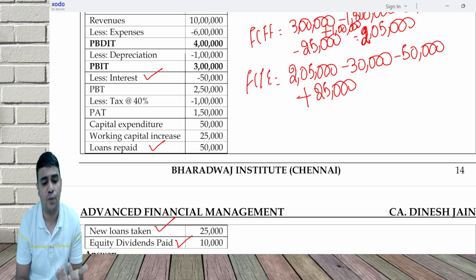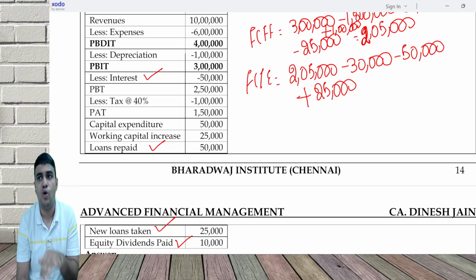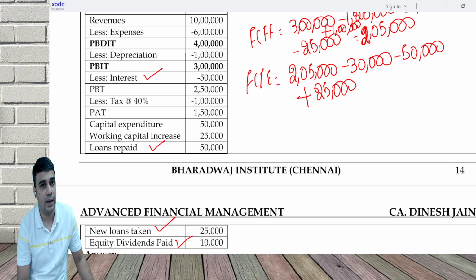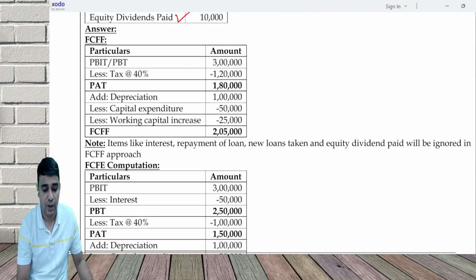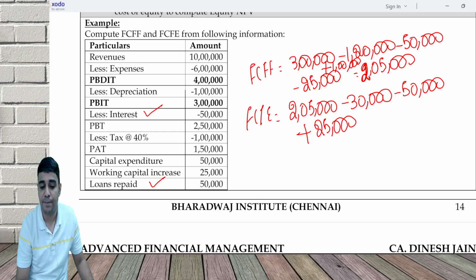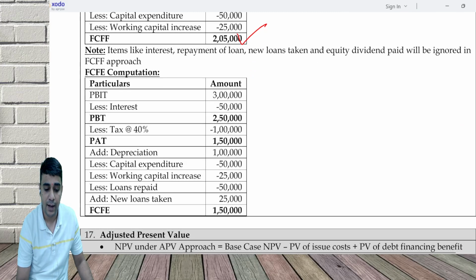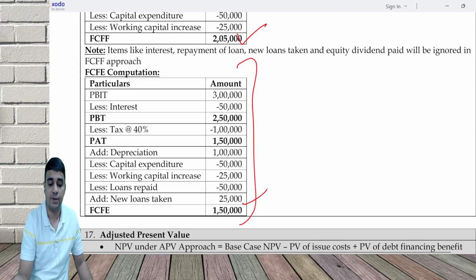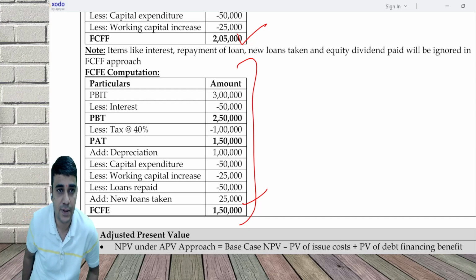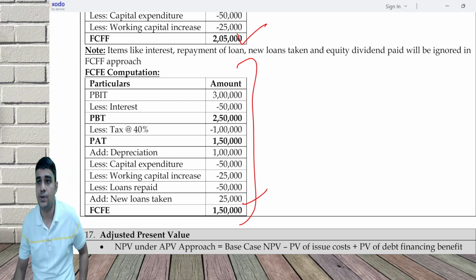Some students have a doubt why new loan taken is inflow. Simple. When loan repaid is outflow, new loan taken has to be inflow only. FCFE can increase if you are taking extra loans. From 2,05,000, subtract 30, subtract 50 and add back 25. You get 1 lakh. This is the lengthier calculation. That was a shorter calculation. Any doubts on this? Can you proceed?